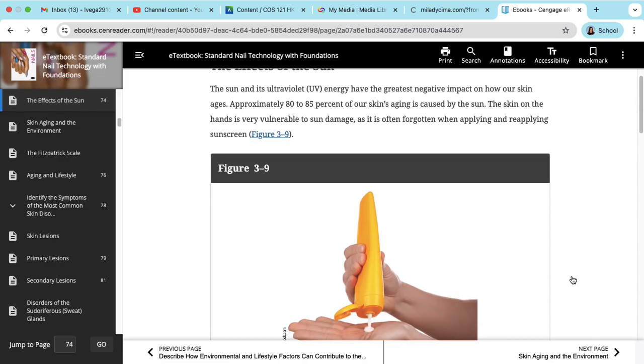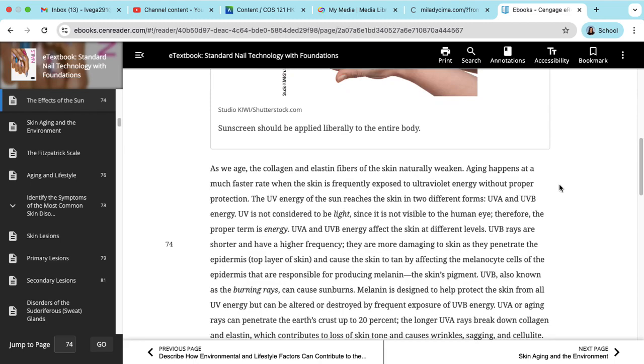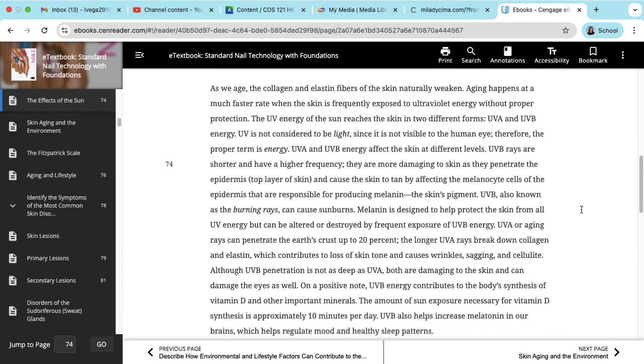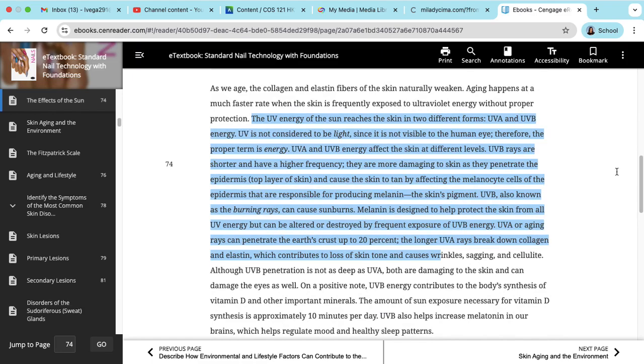Approximately 80 to 85% of our skin aging is caused by the sun, so the UV rays. The UV energy of the sun reaches the skin in two different forms, UVA and UVB. UV is not considered to be light since it's not visible to the human eye. UVA and UVB energy affect the skin at different levels.